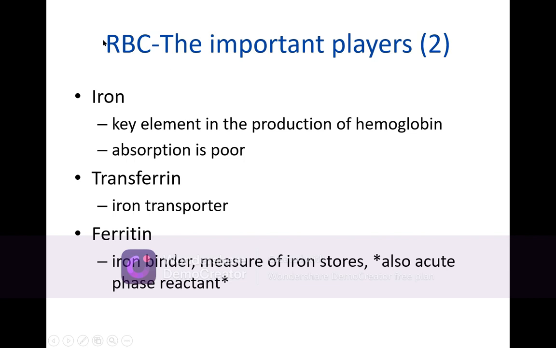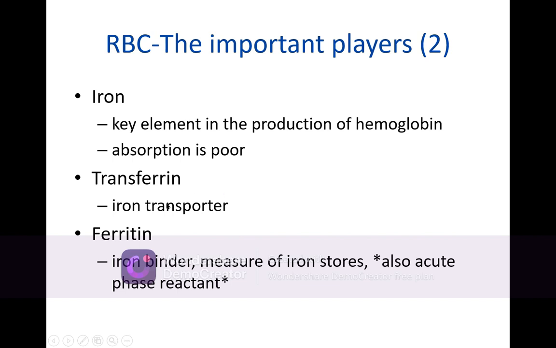Then, relating to this RBC, iron plays a key element in the production of hemoglobin, and if absorption is poor, it will lead to a problem. How does the concept come? Iron needs transformation from the ferric to the ferrous form in the presence of an acidic environment or in the presence of a small amount of ascorbic acid.